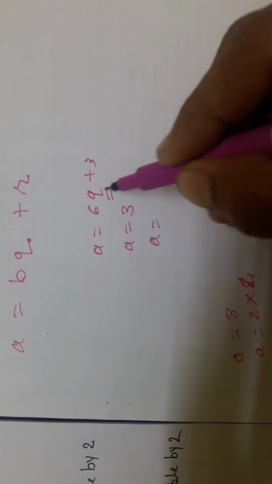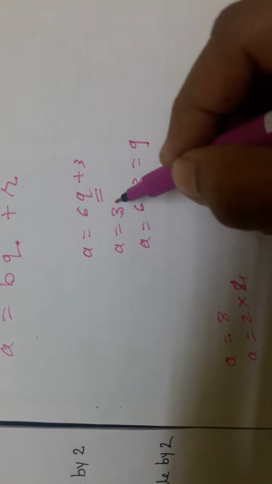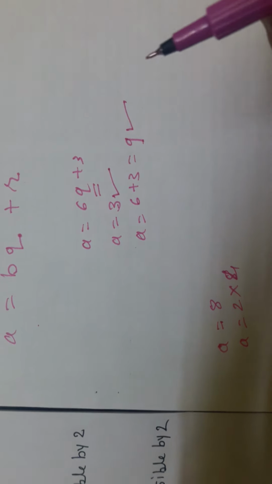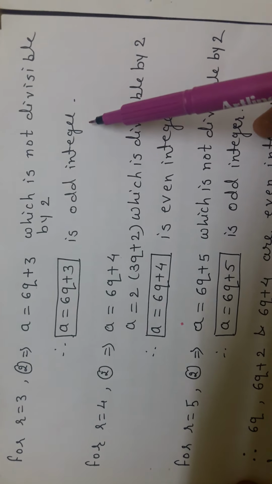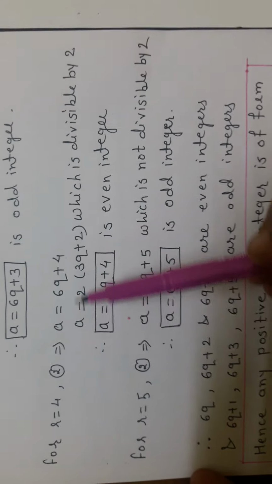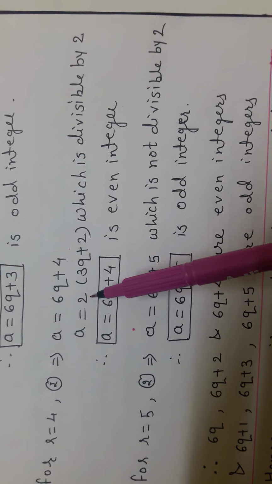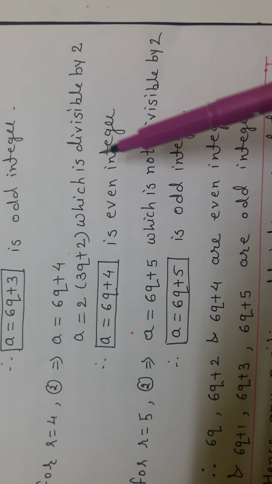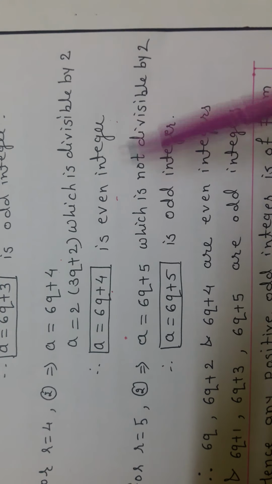If I substitute q is equal to 1, I will get 6 plus 3 is 9. So we are finding 3 and 9 are odd integers. Therefore, a is equal to 6q plus 3 is an odd integer. For r is equal to 4, 2 implies a is equal to 6q plus 4. Here we can take out a common 2, 2 times 3q plus 2, which is divisible by 2. Therefore, a is equal to 6q plus 4 is an even integer.